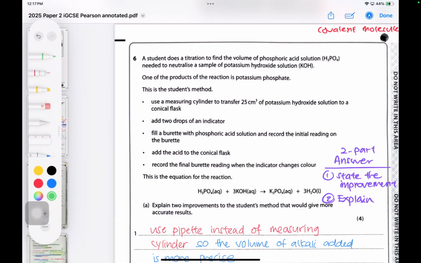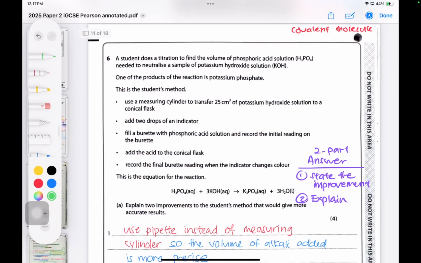With this question, we are dealing with 2 different solutions. One is phosphoric acid, as phosphoric acid formula is over here. Then the other one would be our alkali, which is potassium hydroxide, which is more familiar to most students. Okay, so we have got these 2 together. And this is the student method. You can take a look over here.